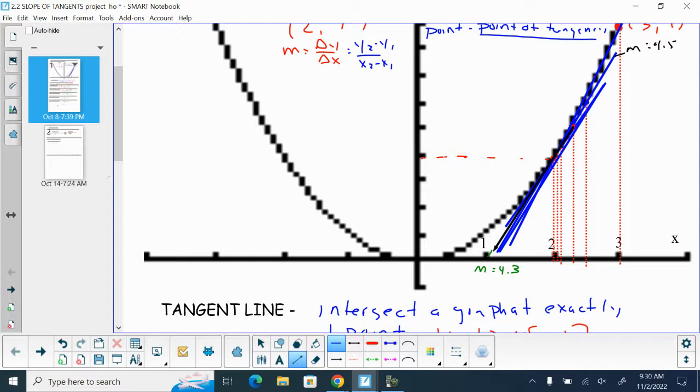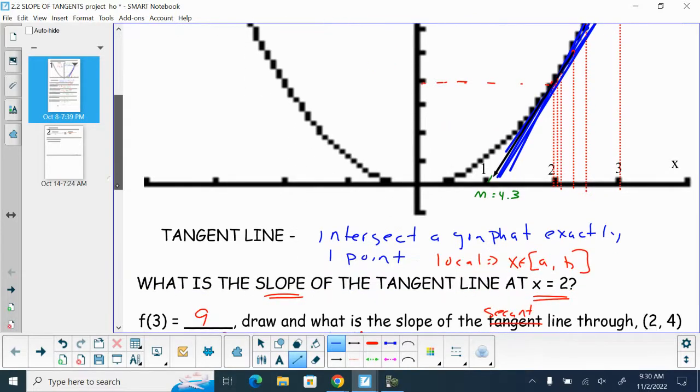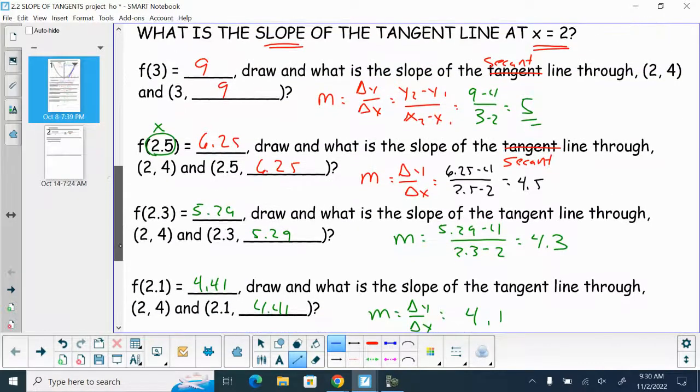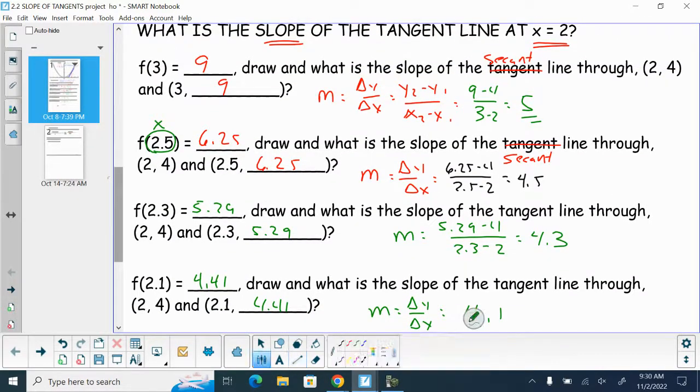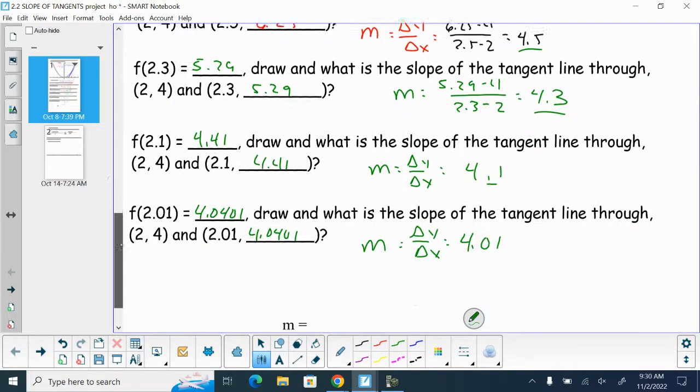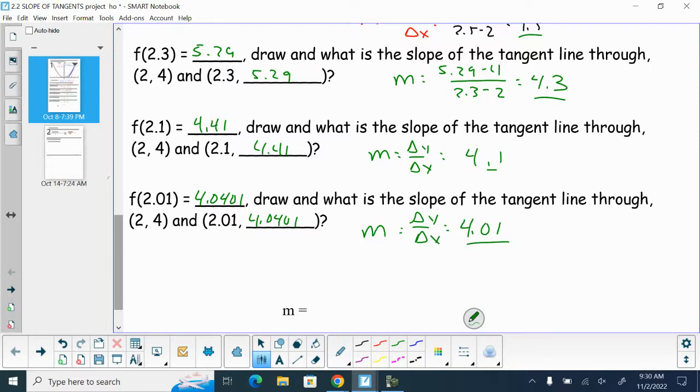So if I take a look at what's happening to the slopes of our tangent lines, I started out with 5, went to 4.5, 4.3, 4.1, 4.01. What would you guess the slope of our tangent line to be there? The value of 4.